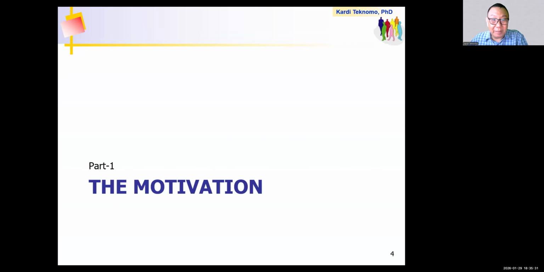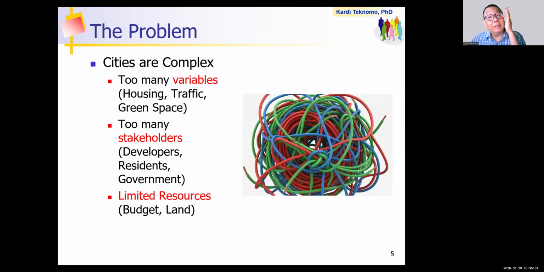So let's go to the first part. Why is planning hard? It's not because we don't have good ideas, but because everything is connected. If you build more housing, the traffic gets worse. If you preserve the green space, the housing price goes up. You have a limited budget and limited land. And we as humans are very bad at juggling, say, 50 variables at once. We usually focus on only one or two and hope for the best. And we have too many stakeholders.